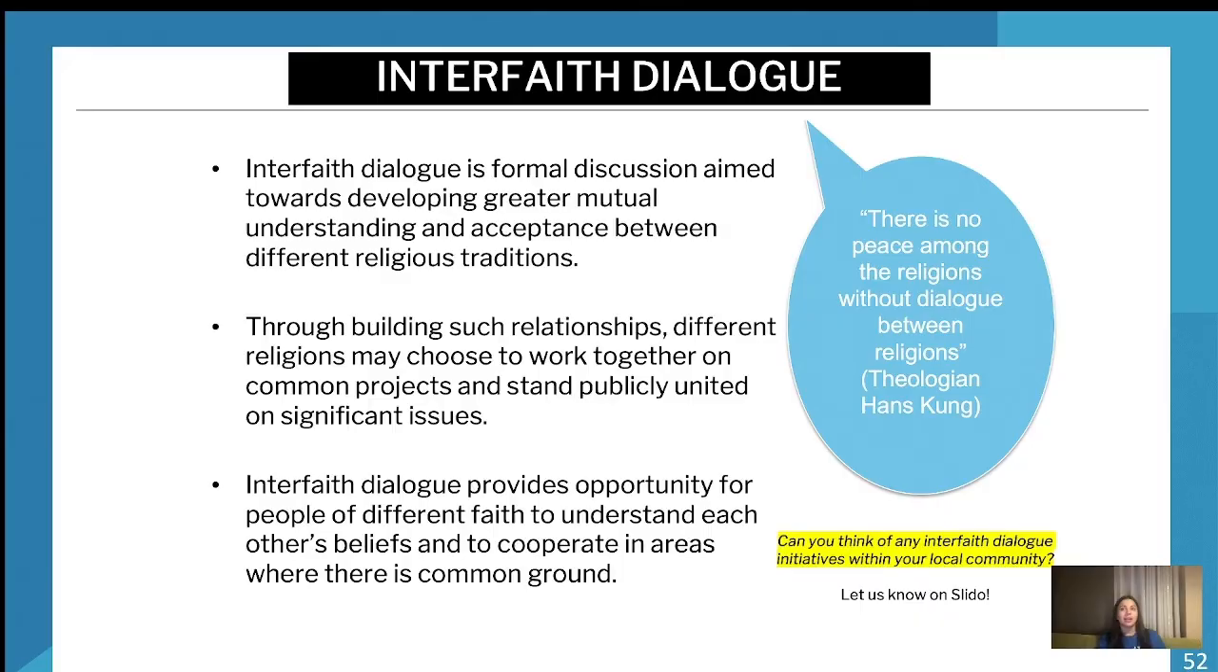Now, a lot of people get ecumenism and interfaith dialogue confused. Ecumenism is like everyone is Christianity solely, and the sectarianism between them and trying to overcome that. Interfaith dialogue is interfaith, so going in between the different religious traditions. So it's a formal discussion aimed towards developing greater mutual understanding and acceptance.